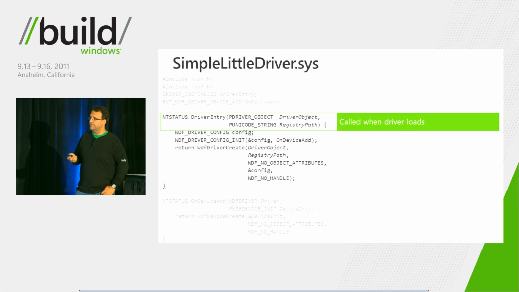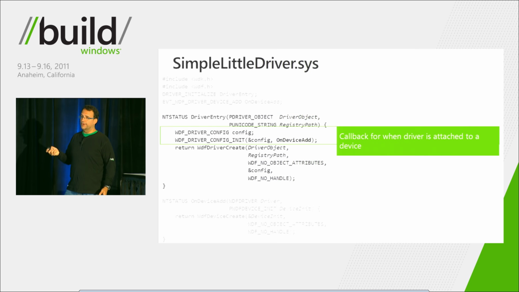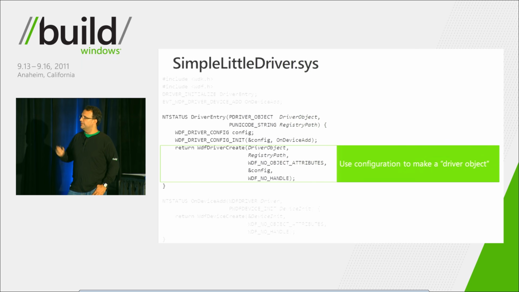We have this function called DriverEntry. This is the entry point for drivers. And its job is to create a driver object. The driver object has one important callback, which is what to call when attaching the driver to a particular device. That's called the EvtDriverDeviceAdd event. So we register an OnDeviceAdd function to call when that happens. And then we call WdfDriverCreate.